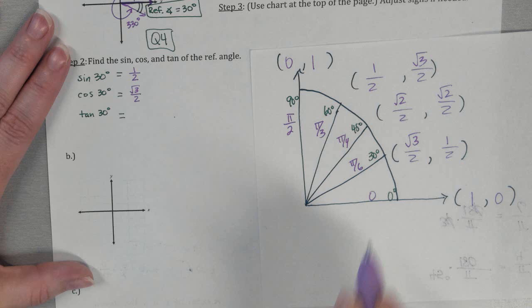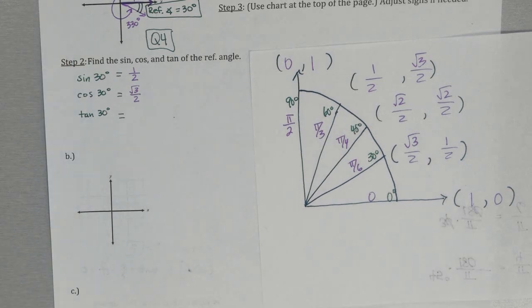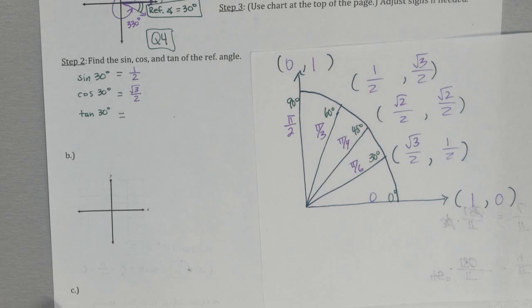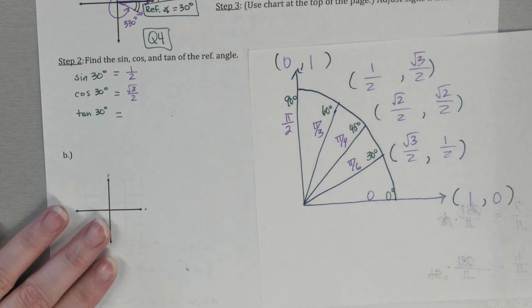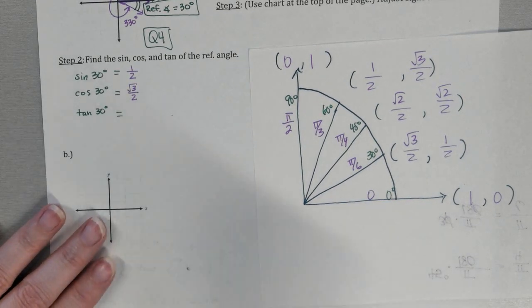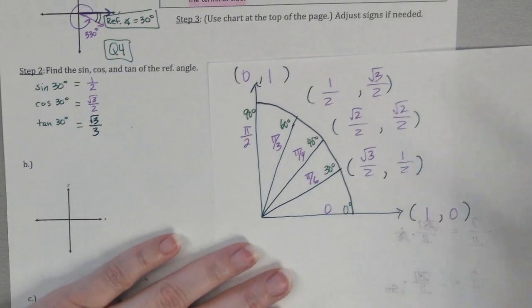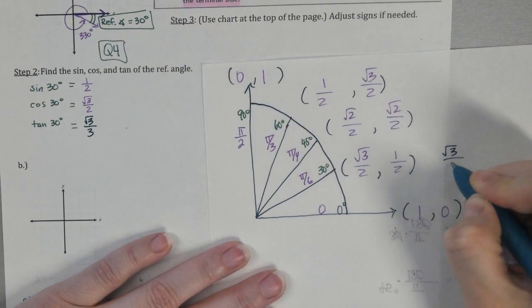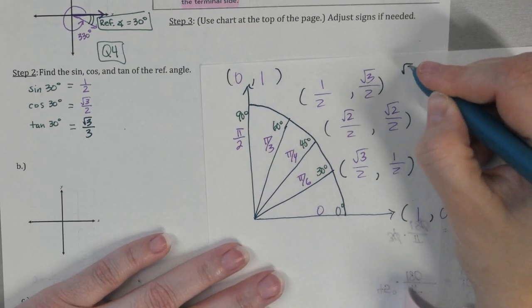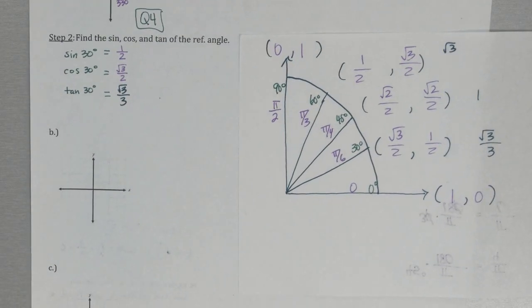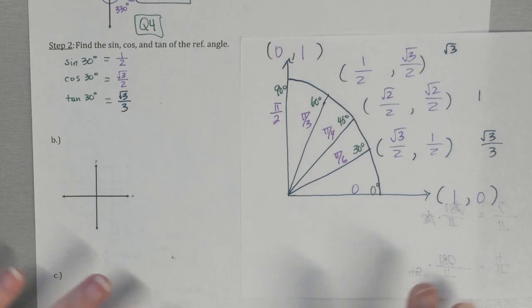And then do you guys remember, we just wrote down the tangent. Do you guys remember what the first tangent is? Root 3 over 3, yes. And you won't have to put the tangents on there, but we did just write them down. We just wrote down root 3 over 3, 1, root 3. Okay? All right, and that's step 2.